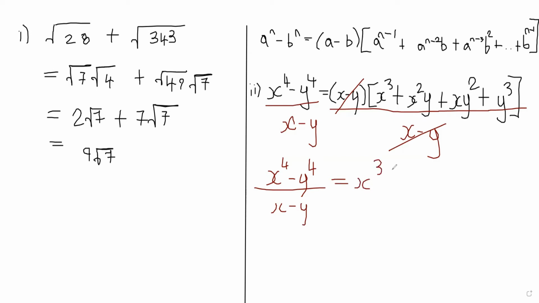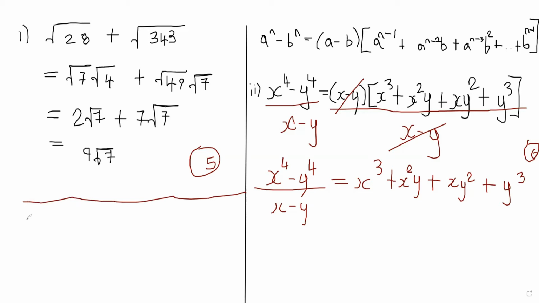This is now x cubed plus x squared y plus xy squared plus y cubed. Easy as that. Right? This is 6 marks. These are 5 marks, you know? And these are 6 marks. We literally do nothing and we get 6 marks. Literally.